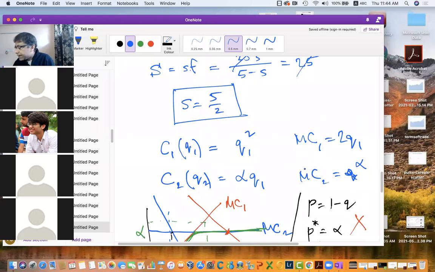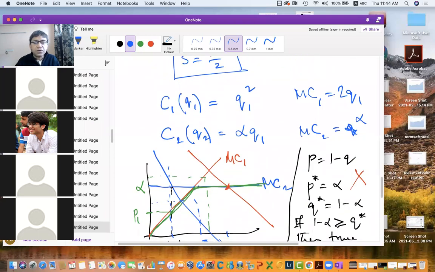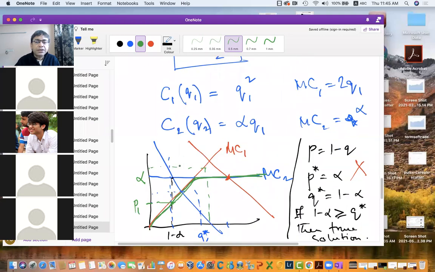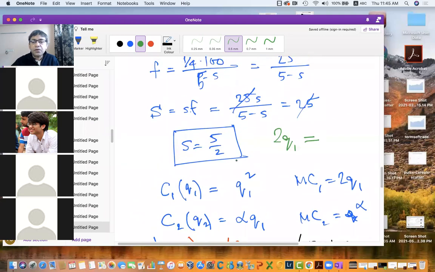Okay, so how do you exactly calculate Q star? What is Q star? Q star is the quantity at which the two firms' marginal cost curves intersect. Okay, so take MC1. What is MC1? 2Q1. Okay, and that has to match alpha, right? So for what value of Q1 is this true? Well, for Q1 equal to alpha by 2, and this is exactly Q star.